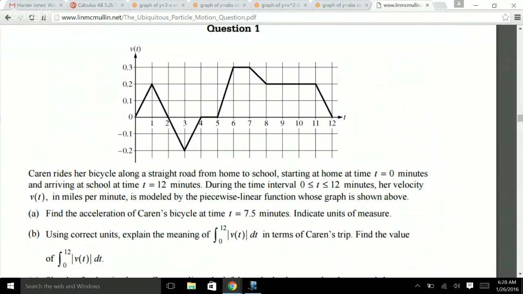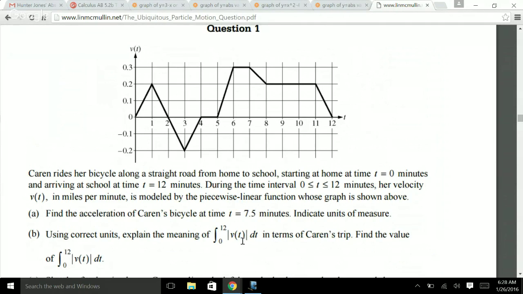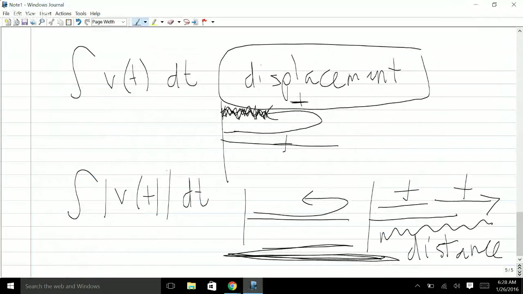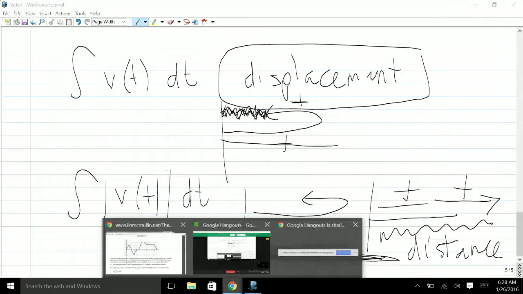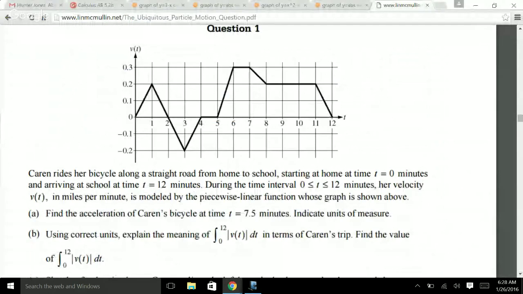All right, part B. Using correct units, explain the meaning of the integral from 0 to 12 of the absolute value of v of t dt in terms of Karen's trip, and find the value. Okay, so it's a little different than just an algebra problem, but if you go back to our notes, the absolute value of the velocity function is the distance traveled.